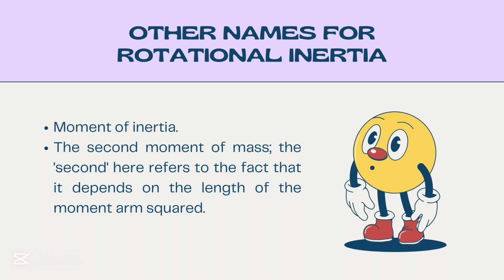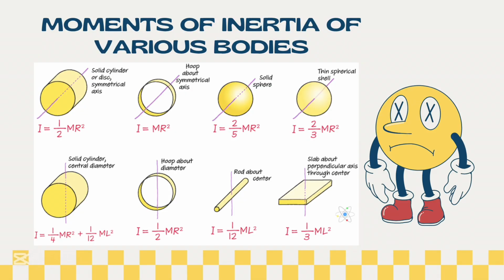We call it the second moment of mass because it depends on the length, the moment arm squared, or r squared. This final diagram shows the equations for the moments of inertia for various common geometric bodies, such as a solid cylinder, a cube, and a sphere with respect to different axes.